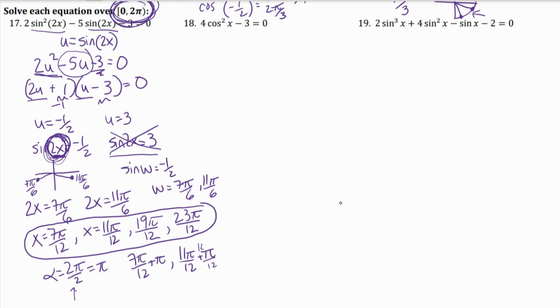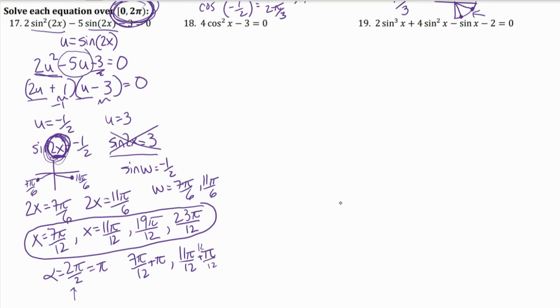And I can already tell, if I add another pi to 19 pi over 12, that would be 21 pi over 12. Oh, wait, I'm sorry, not 21 pi over 12, 31 pi over 12. And 31 pi over 12 is clearly over 2 pi because 31 twelfths is bigger than 24 twelfths. So I know I'm not going to keep adding pi. But you do need to consider adding the period until you're outside of the range of 0 to 2 pi. Okay? All right. I think we can do these really quick.